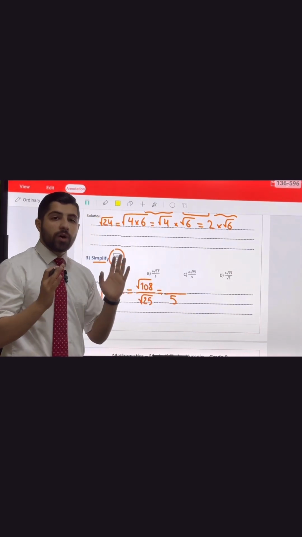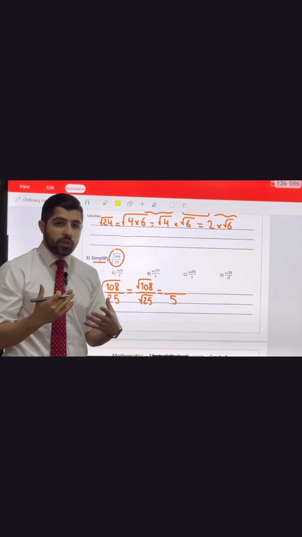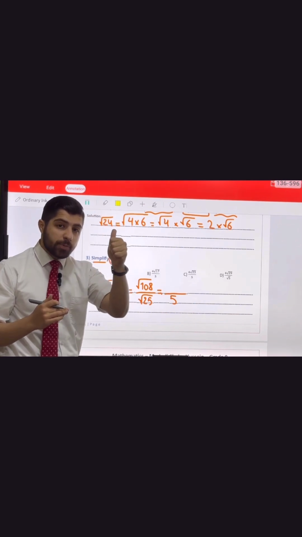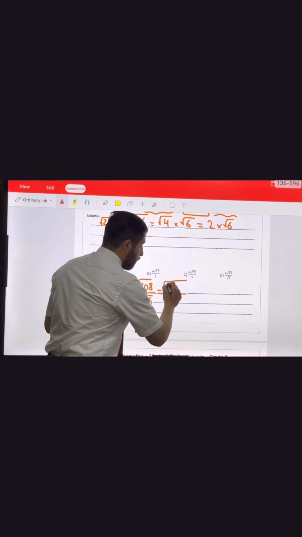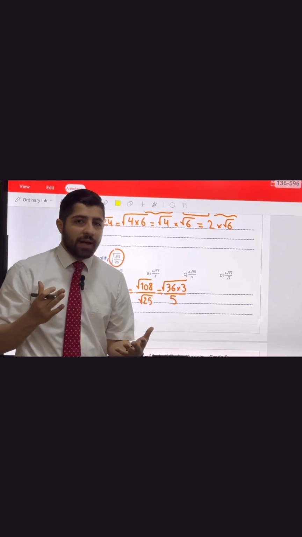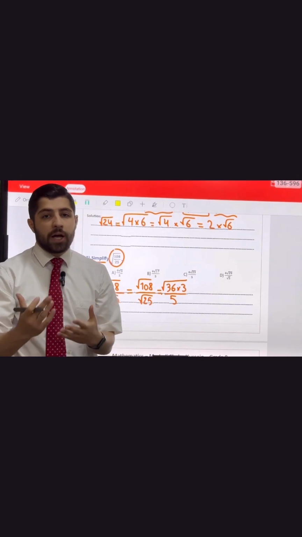We got a square root of 108. This is not a perfect square. So what I have to do is make it into 2 numbers, where one of them is perfect and the other one is not. Those 2 numbers are 36 times 3. You may be thinking, teacher, how did you get that? If you remember the divisibility property, it will help you out.